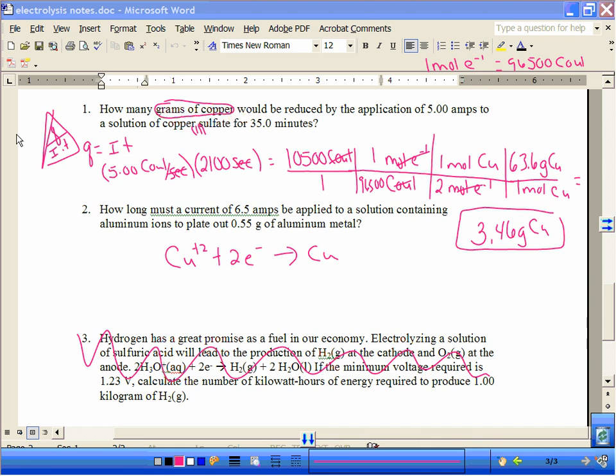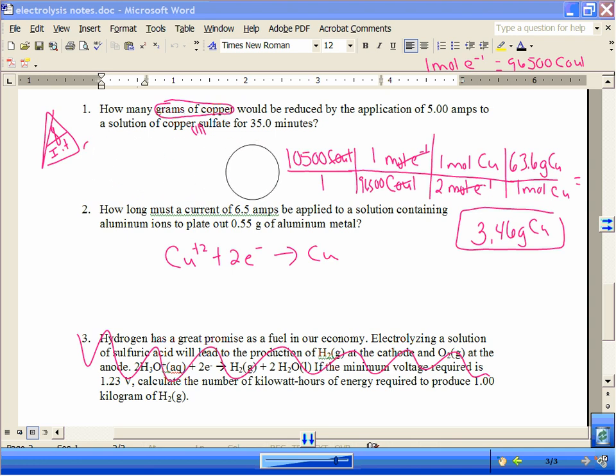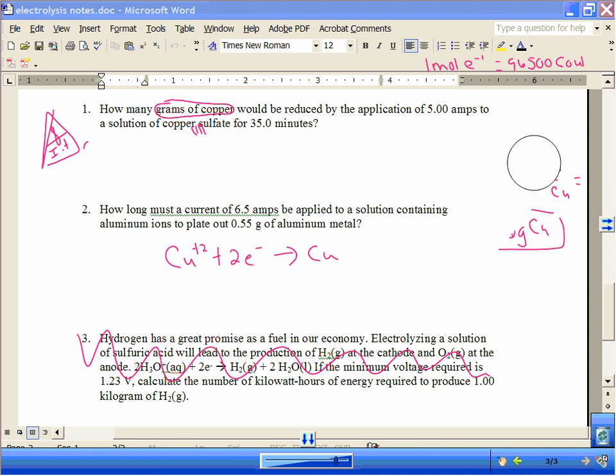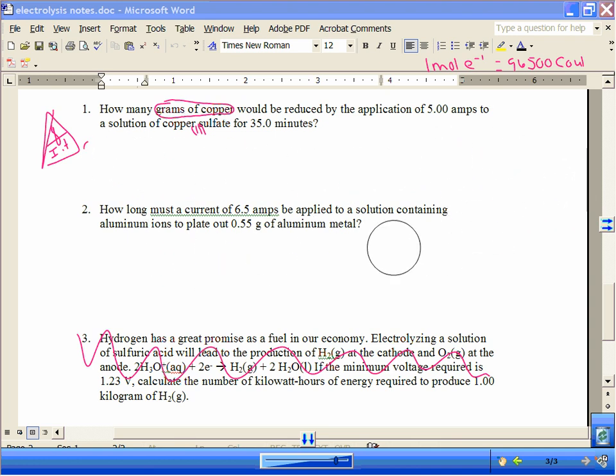Alright, so now if we look at this next example, let me erase this. We are looking at, it says, how long must a current of 6.5 amps be applied to a solution containing aluminum ions to plate out 0.55 grams? So how long means I'm looking for time. So time, I'm going to write up here, is the Q divided by the I.